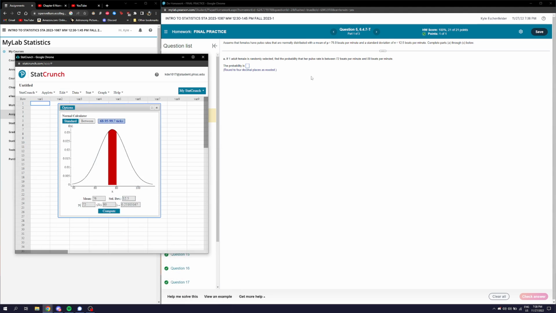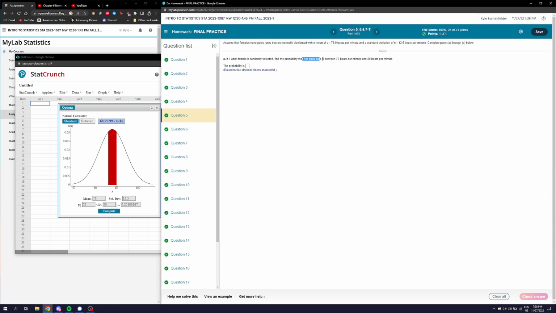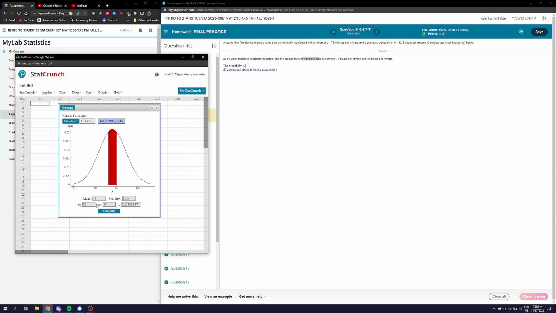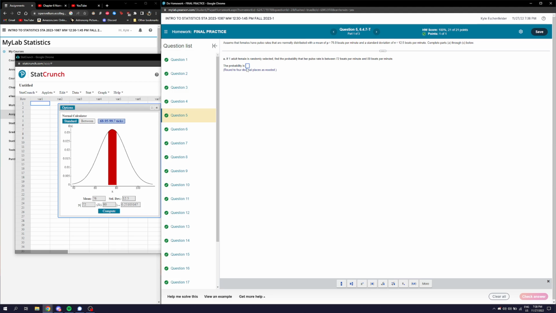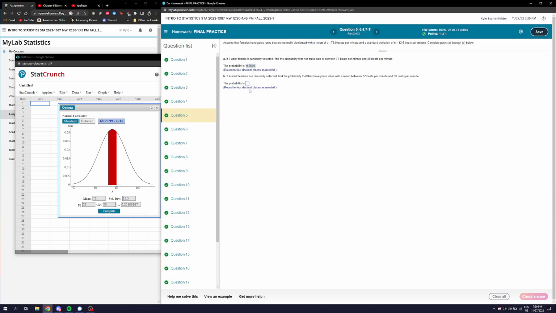Okay, so probability, it's the same calculator. You just go to between, mean, standard deviation, and find out what the pulse rate is between 72 and 80. So put 72 and 80, compute. That should be your answer. I haven't tried it yet. 0.510. Okay, cool. 4 females.